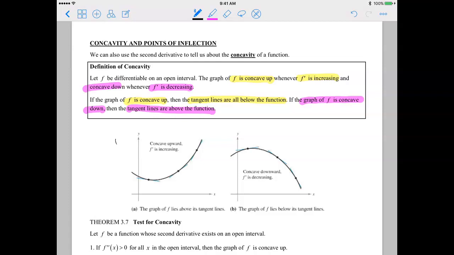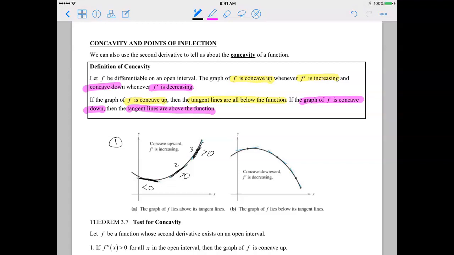This first graph here is concave up, and you can see that f prime is increasing, because if you were to look at this slope right here, it is a negative slope, and then the slopes become positive. So this is a positive slope. This slope is also positive, and it is a greater slope than this second slope right here. This third one is bigger, and so f prime is increasing. And you can also notice that the graph lies above its tangent lines, or another way to say that is that the tangent lines are below the function.